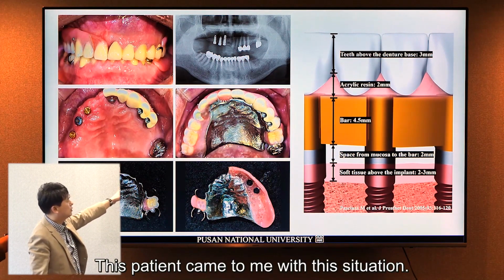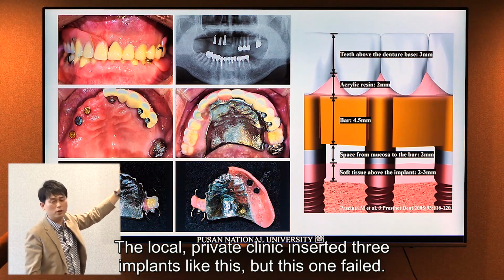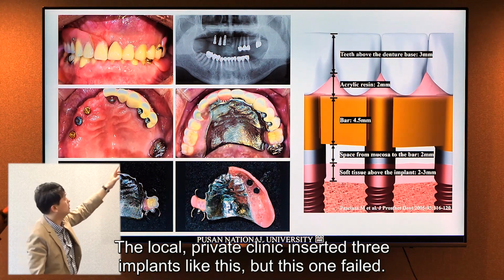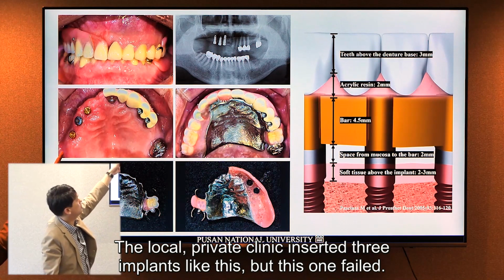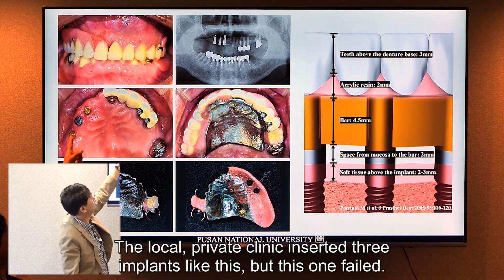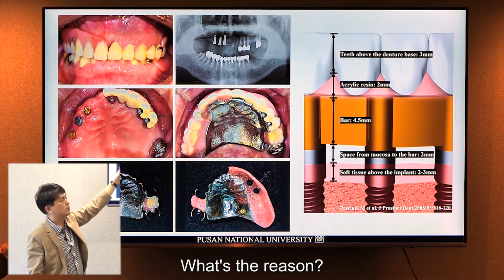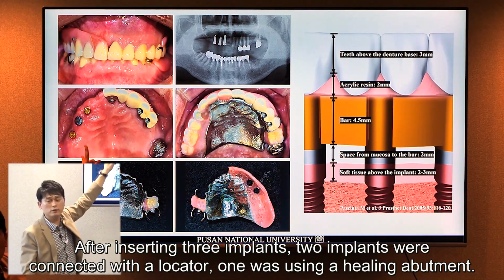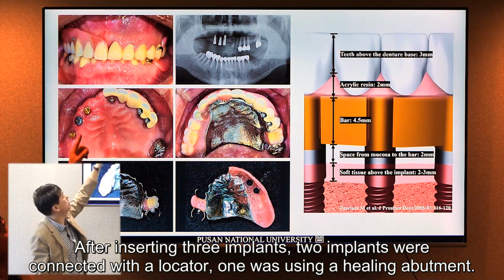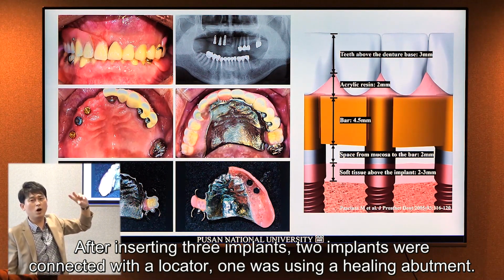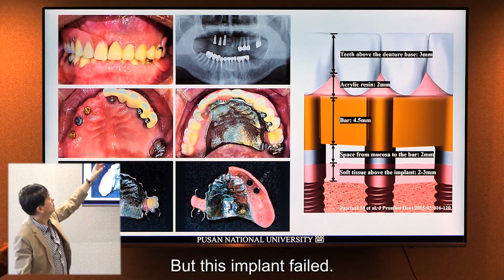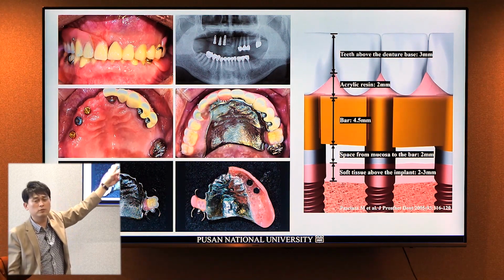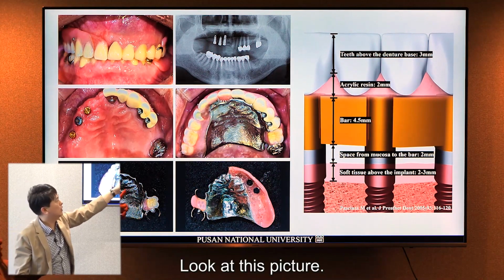This patient came to me with this situation. In a local private clinic, three implants were inserted like this, but one failed. What's the reason? After inserting three implants, two were connected with locators, and one used a cover screw and healing abutment, but this implant failed. What's the reason? Look at this picture.